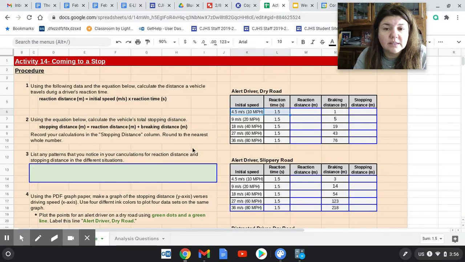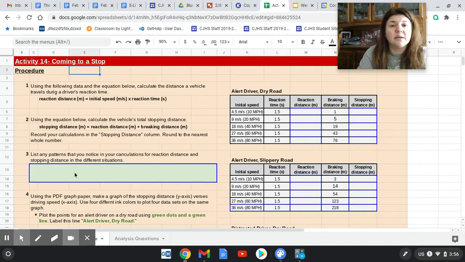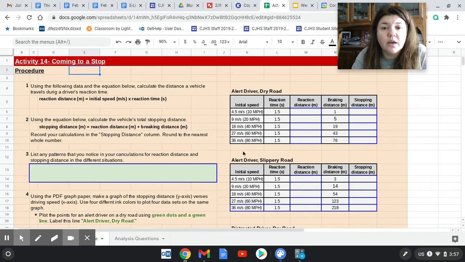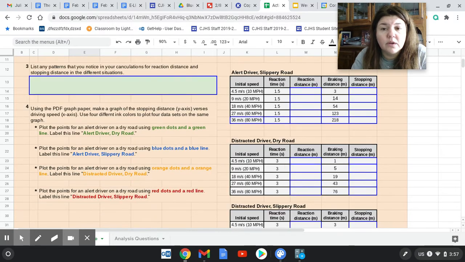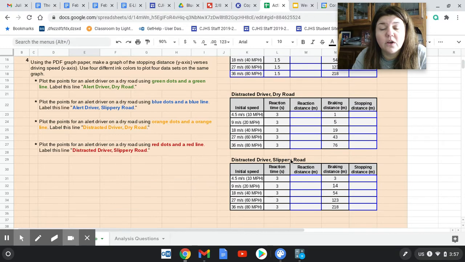Click on that second tab. And what you'll find here is it tells us exactly the procedure that you're going to do step by step. First thing I'd like to point out is that you are looking at 4 different scenarios here. You are looking at an alert driver who's driving on a dry road, an alert driver who's driving on a slippery road, a distracted driver on a dry road, and a distracted driver on a slippery road.